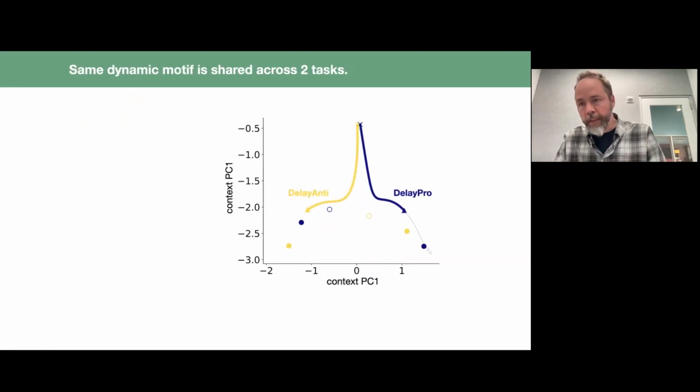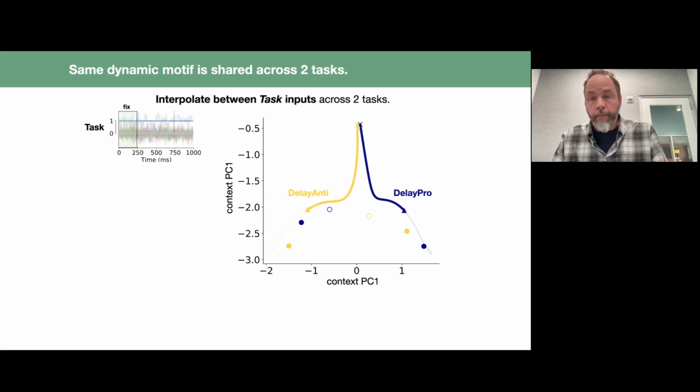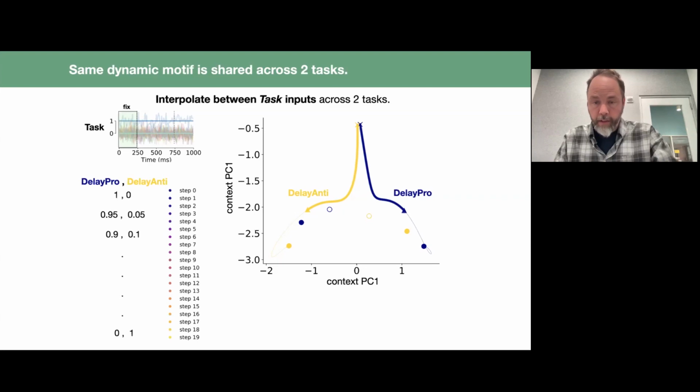Okay. So we got curious and we said, well, are these three sets of three fixed points related to each other, right? So it's like that U variable in the 1D. If you change it a little bit, do you just move things, or did a qualitative structure come out that wasn't there before? So what we did is what we call an input interpolation analysis, where you just vary the task input that tells you what the task is, delay pro versus delay anti, and you slowly vary it in a sort of convex combination from 1, 0 all the way to 0, 1. And we color code that.